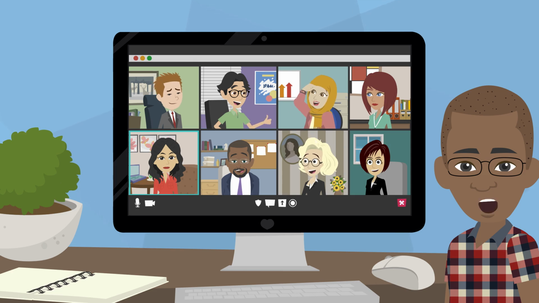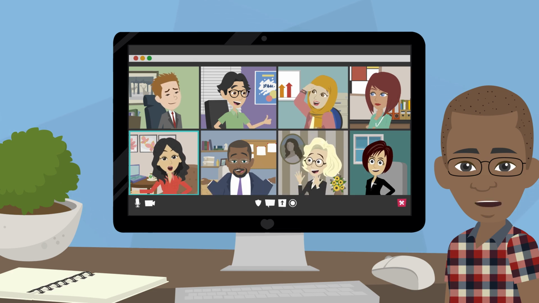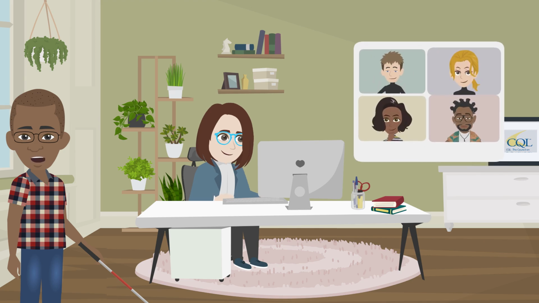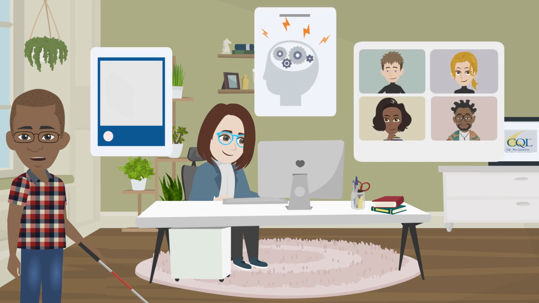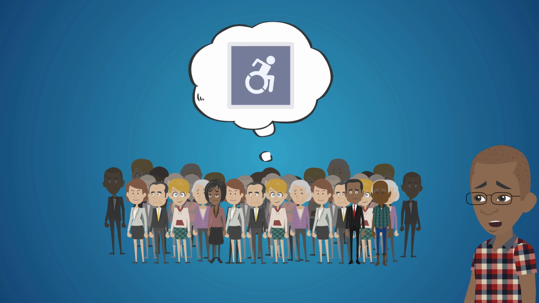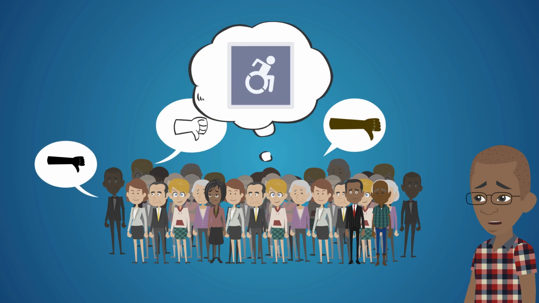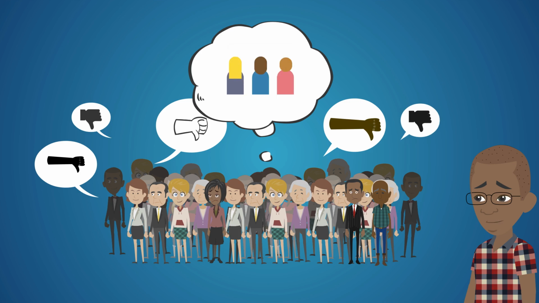To make this new tool, we had 536 people take the IAT. We looked at the results to see what people think about disability and race. We also looked at how good the tool is. Past research has found that most people have negative attitudes about disability. Research has also found that most people have negative attitudes about people of color.